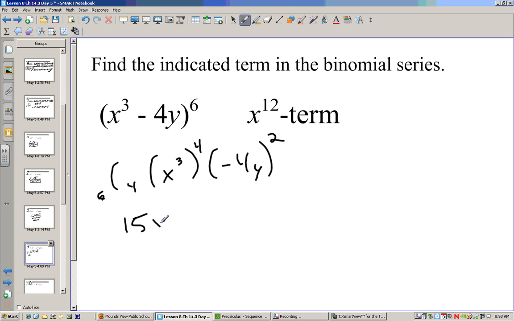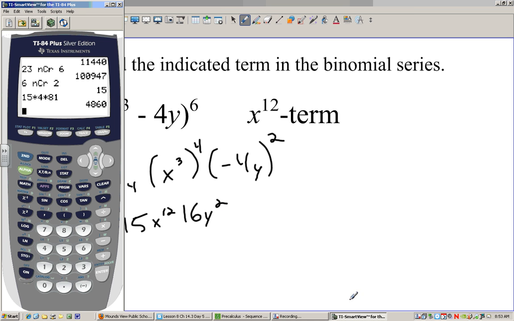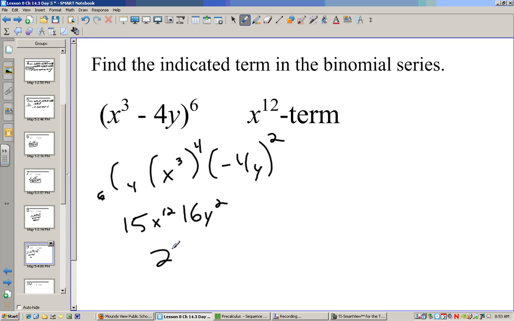And now I have x to the 12th. This would be 16 y squared. So I have to multiply 15 times 16 to get 240 x to the 12th y squared.